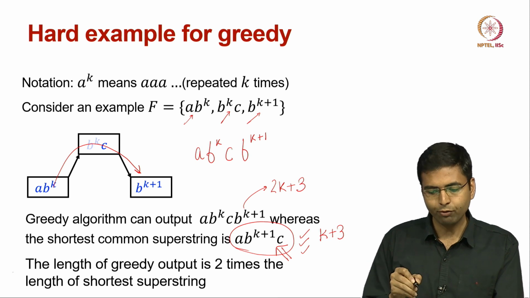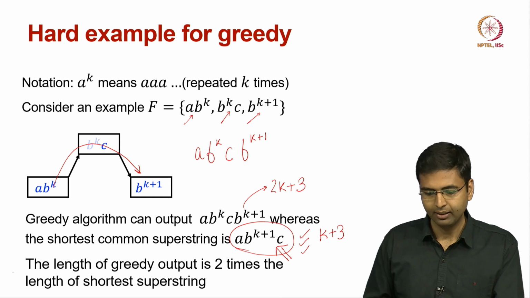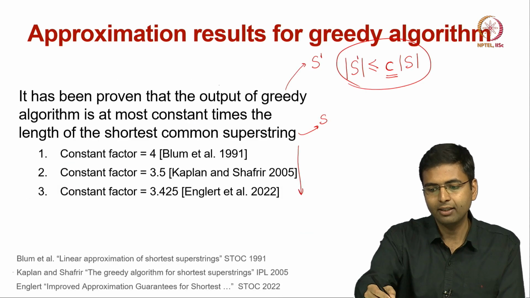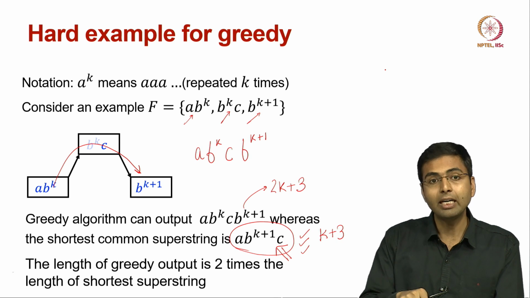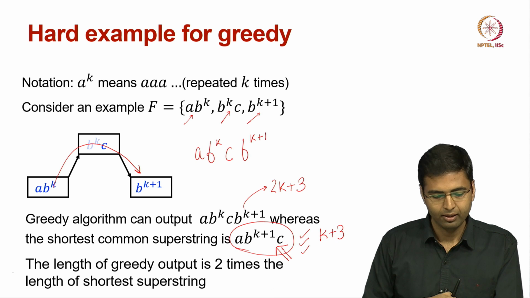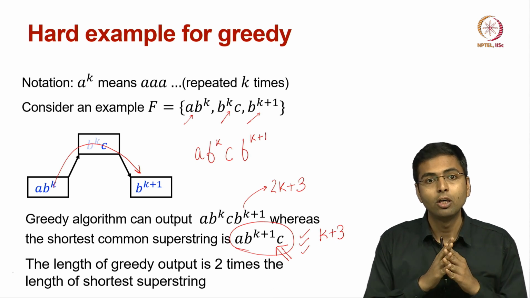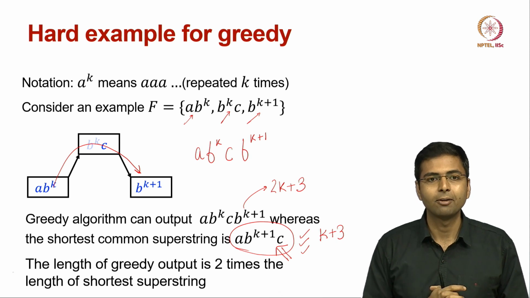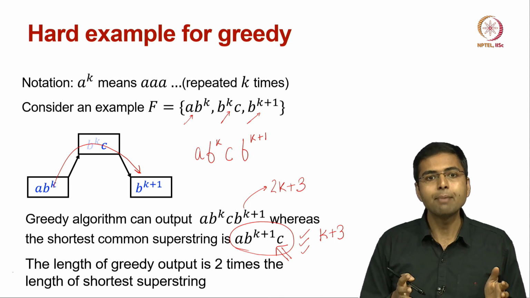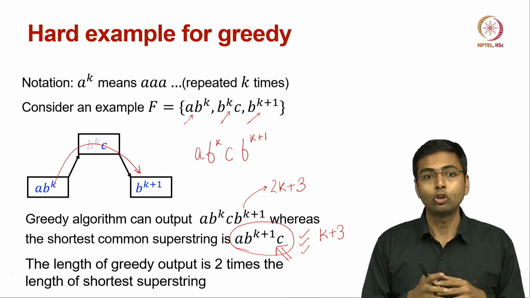Now, you can already see that for very large values of k, the greedy algorithm output is 2 times longer than the output of shortest common superstring. So, if we were talking about this constant factor, you already see a constant factor of 2 here for very large values of k, right. So, in other words, the length of the greedy output is 2 times the length of shortest superstring in this case. And this is a hard example for greedy algorithm, that is, it is outputting a significantly longer superstring compared to the shortest possible superstring.